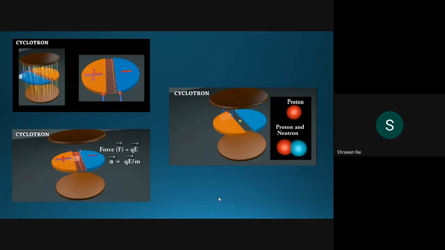And this process keeps on going. As soon as it reaches D1, the polarity changes. Then D1 becomes negative and D2 becomes positive. Then the same thing goes on. Since there is an increase in velocity, the radius also increases. And when the particle has no more space to grow in radius, it is thrown out through a window with such high velocity.